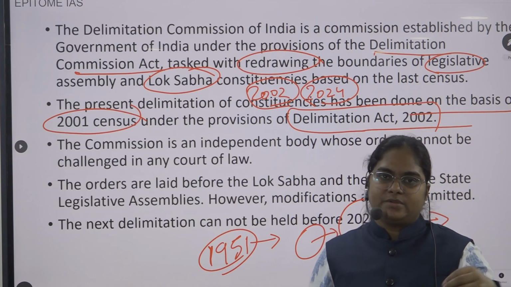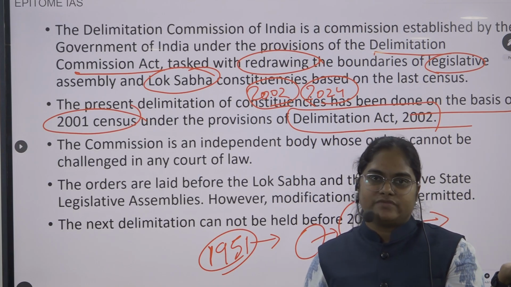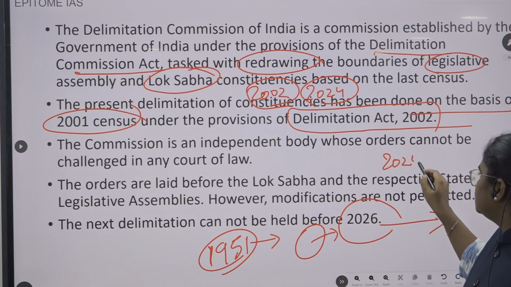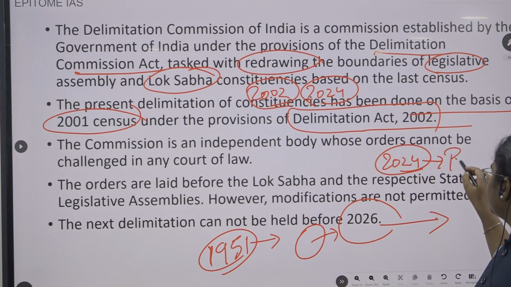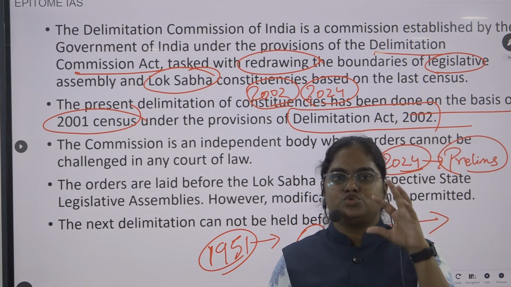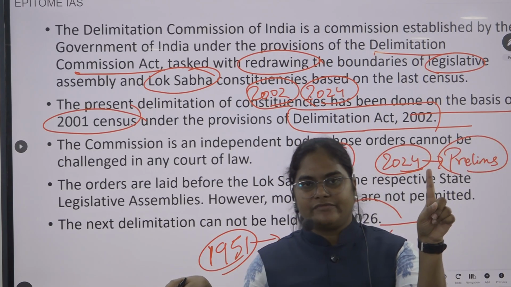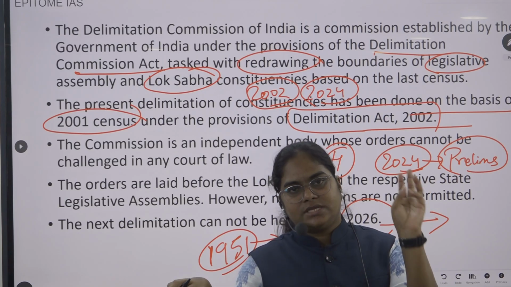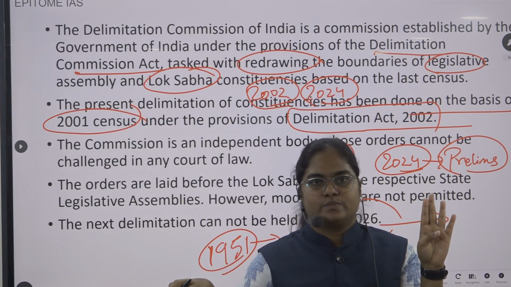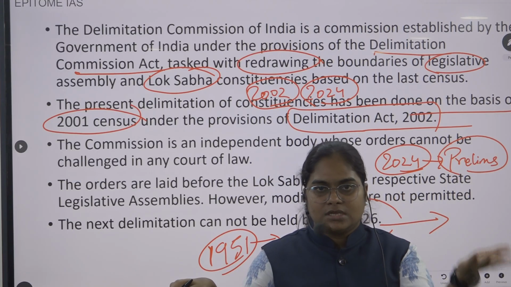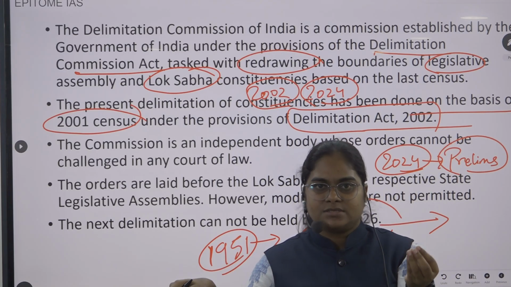I told you, when will the next delimitation commission be constituted? It will be constituted in 2026. And in this year 2024, they asked a question in the prelims: how many delimitation commissions have been constituted so far? The answer was 4. And I told you which years: 1951, 1963, 1973, 2002. Next will be 2026. At least remember, next will be 2026. Last was 2002. Okay, at least remember this.